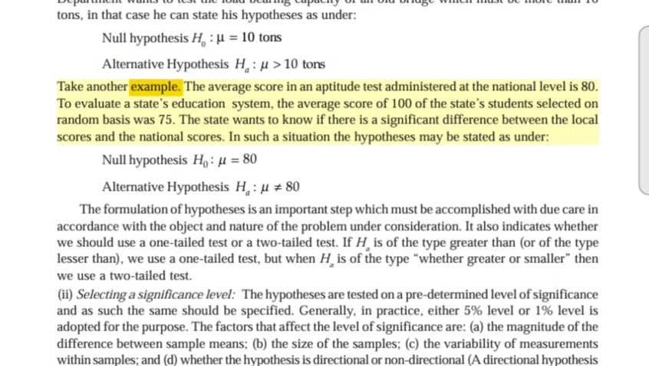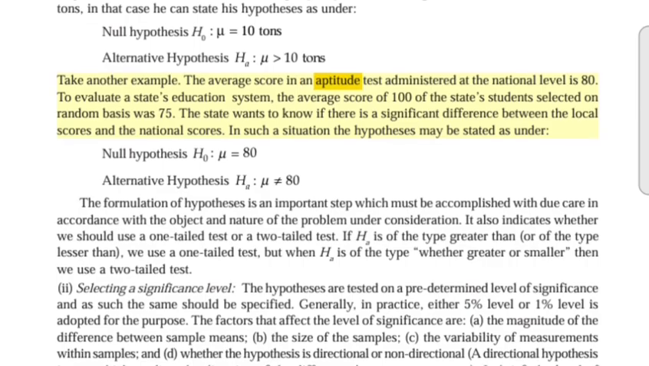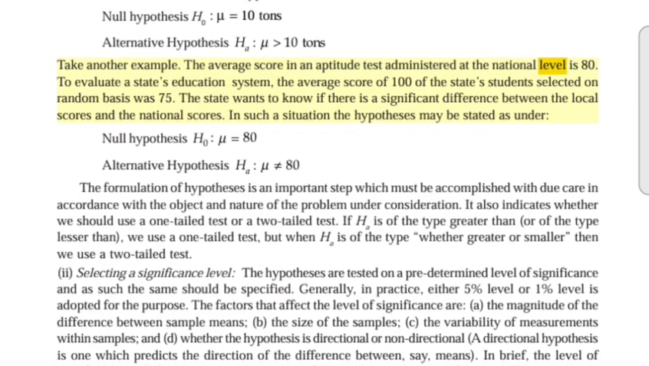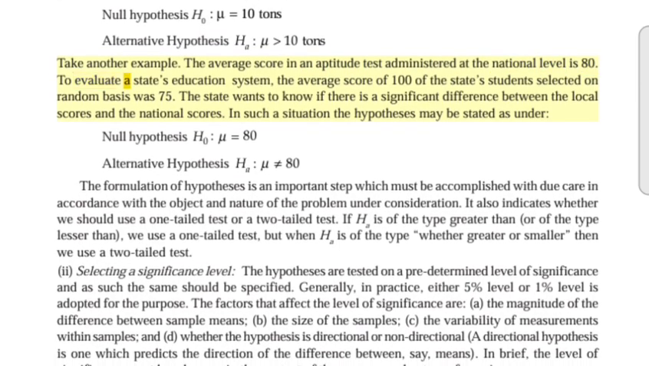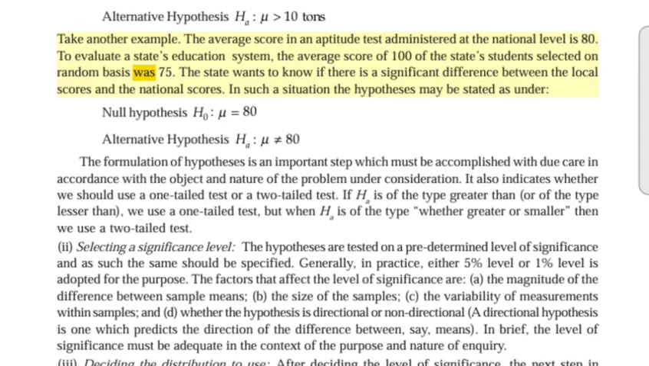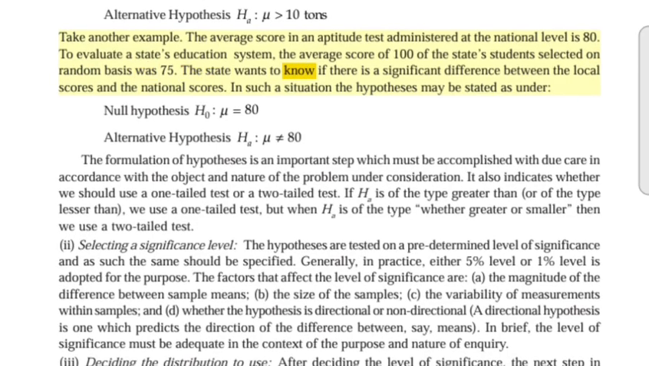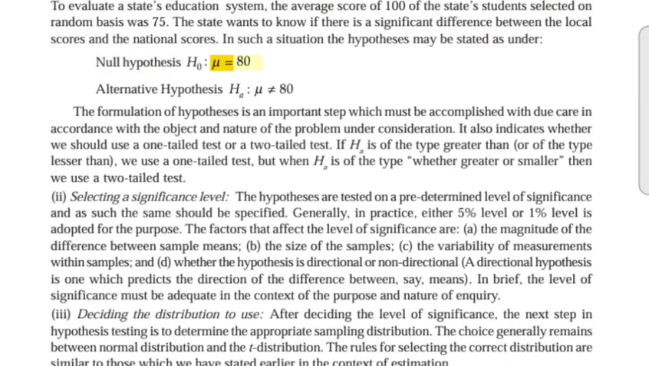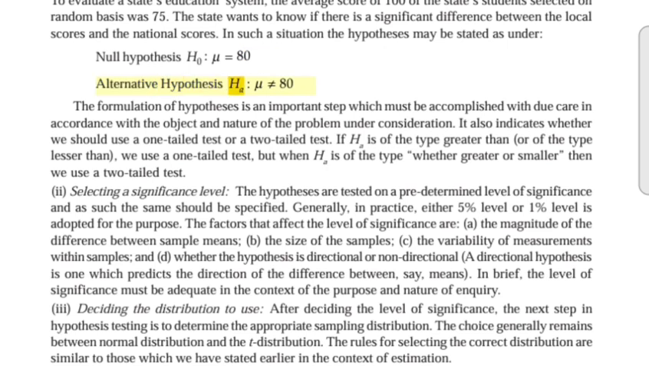Take another example. The average score in an aptitude test administered at the national level is 80. To evaluate a state's education system, the average score of 100 of the state's students selected on a random basis was 75. The state wants to know if there is a significant difference between the local scores and the national scores. In such a situation the hypotheses may be stated as under. Null hypothesis H0: μ = 80. Alternative hypothesis Ha: μ ≠ 80.